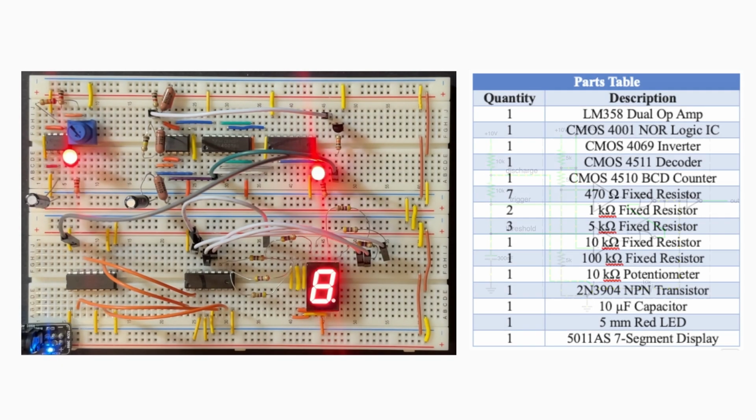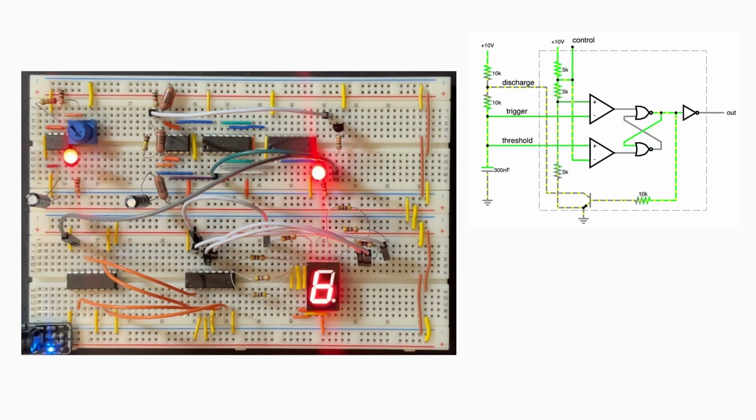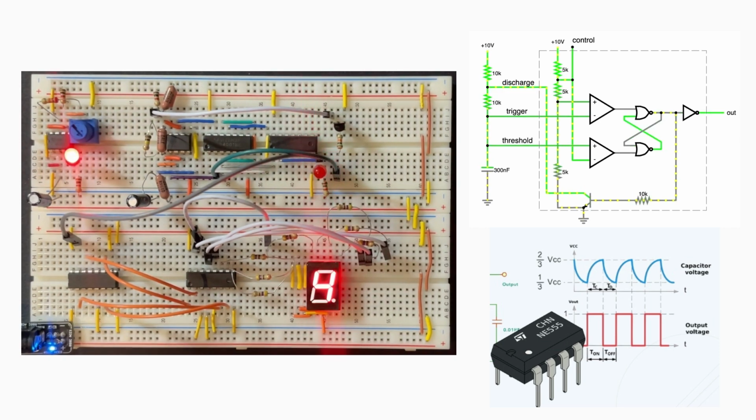The second version of the 555 timer was built using an LM358 dual op-amp to replicate the internal comparators of a 555 timer. A voltage divider was used to create 1/3 VCC and 2/3 VCC reference points, guiding the LM358 op-amps as they are monitored by the capacitor's voltage.